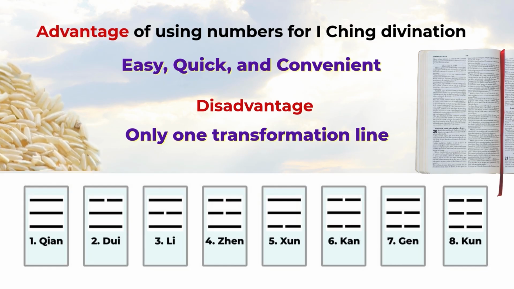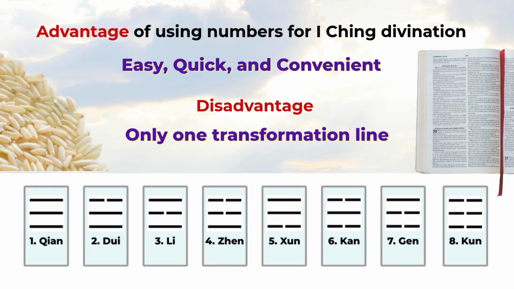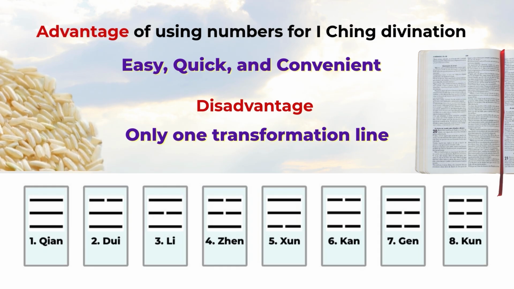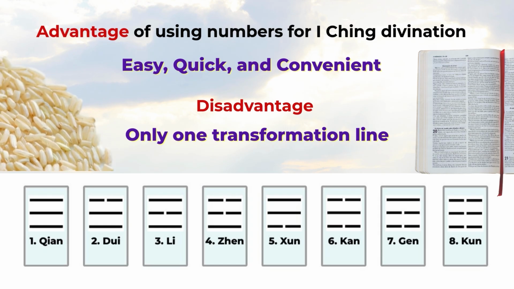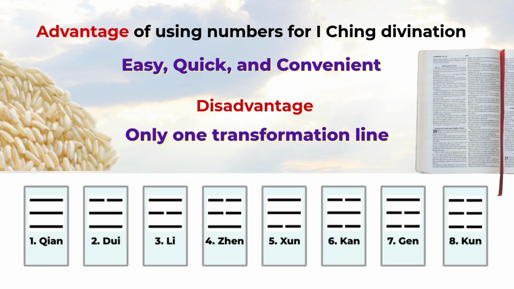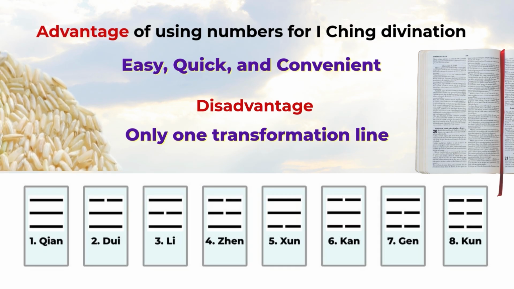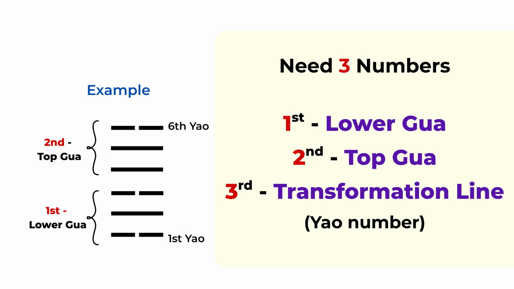And the disadvantage of this method is that it only shows one transformation line. It's not like the 50 sticks method or the 3 coins method that can have multiple transformation lines or no transformation lines at all. This can be an advantage or disadvantage. It depends on how you look at it.